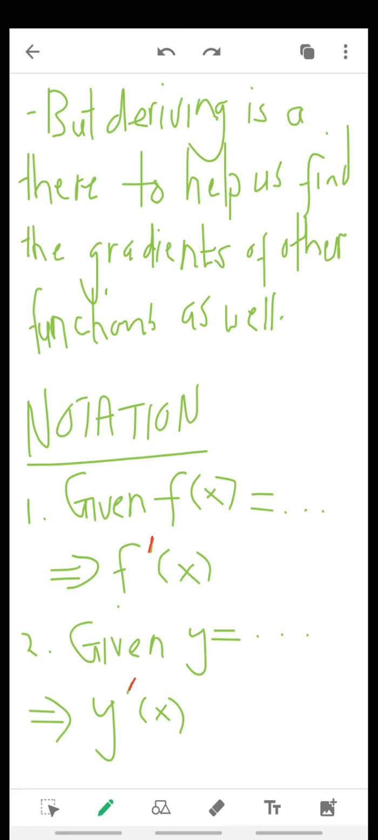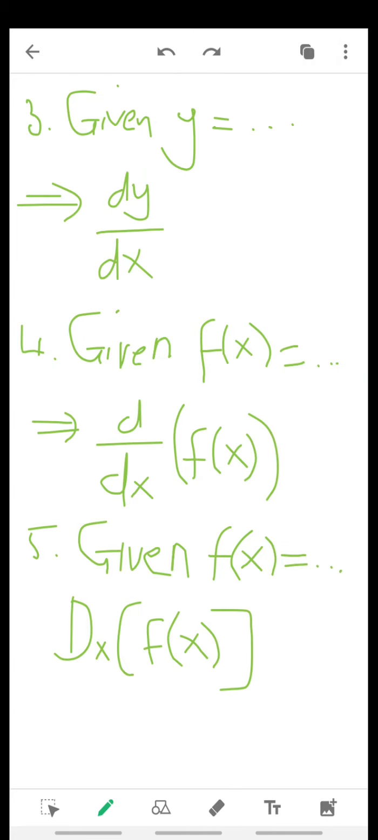Secondly, I may give you an equation in this form, y equals something, and then I say find y prime. So y prime at x will be the derivative of the y equation which will be given to you. That's a second representation. Thirdly, I still give you y equals something, which will be an equation, then I say find dy over dx. This is a third representation of the derivative of that equation.